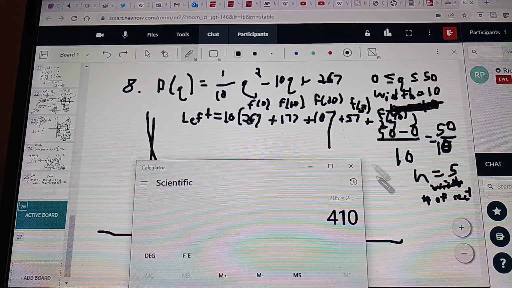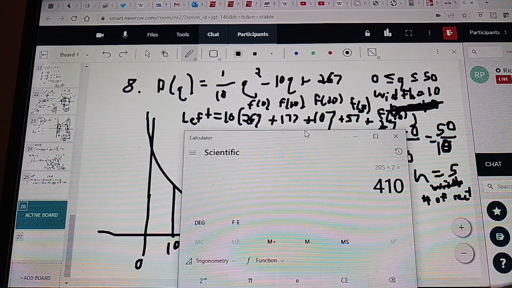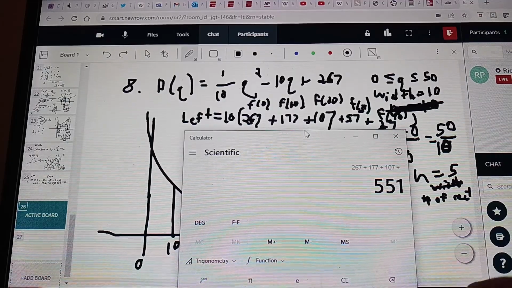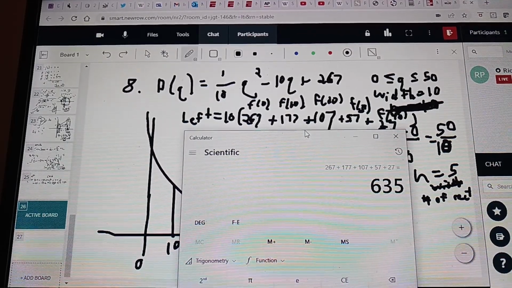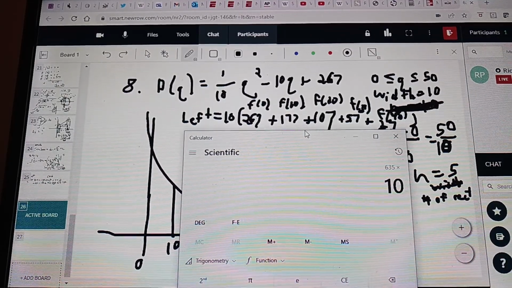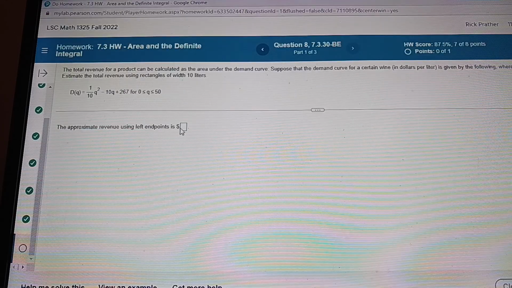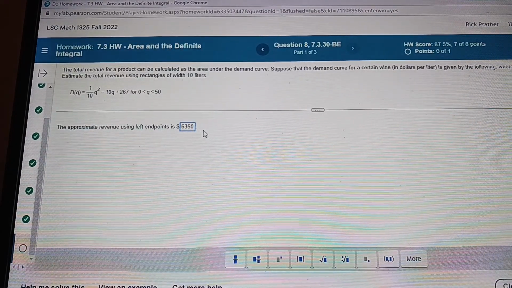So I'm going to add up these 5 calculations. 267 plus 177 plus 107 plus 57 plus 27, and then multiply by the width of 10. So the area estimation for left endpoints is 6350. And that's in business, that's the money you'll make from the demand of your product.